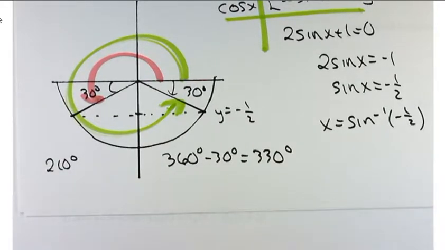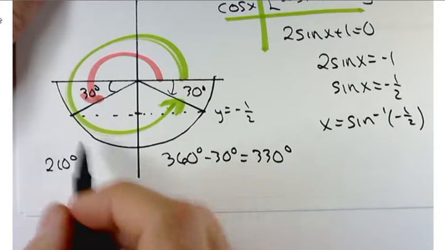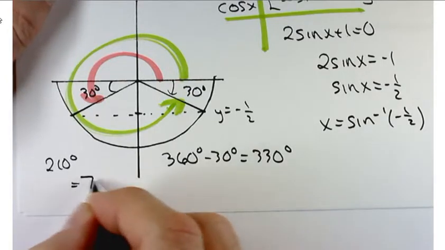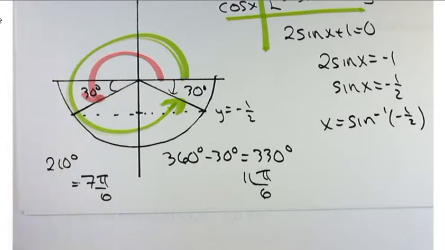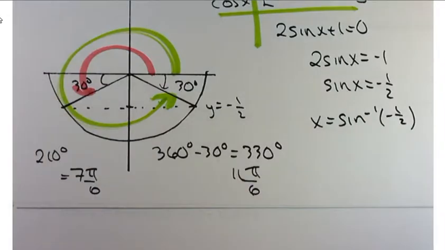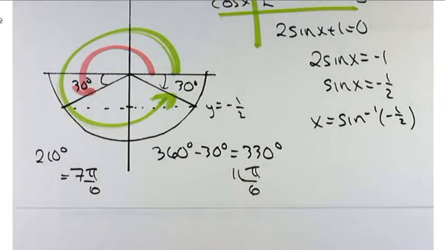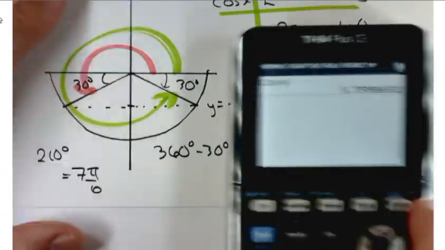And then you can convert both of these to radians. This one is 7 pi over 6, and this one is 11 pi over 6. So those are your two answers. How are we looking on those two? Let's take a look at what 11 pi over 6 is in terms of a decimal. 11 pi divided by 6. A little bit less than 6.